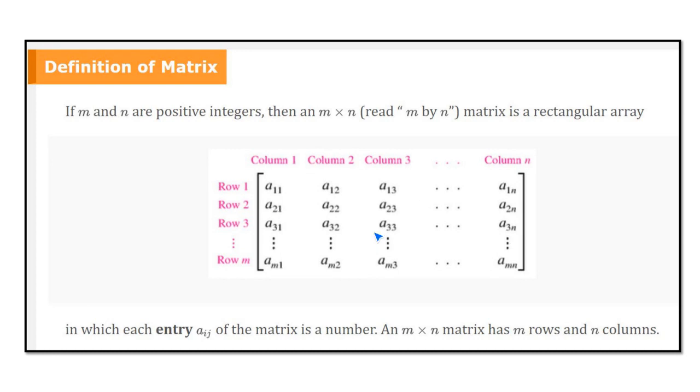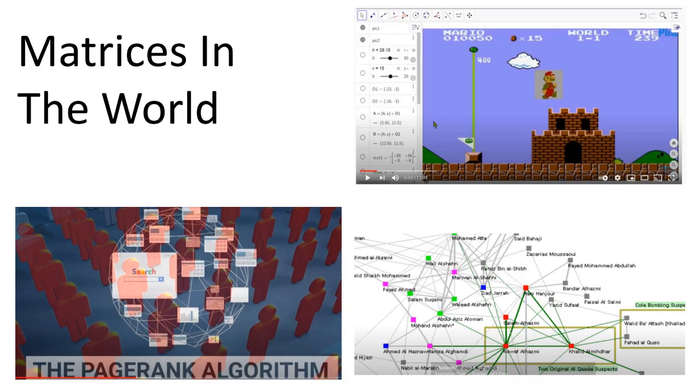All matrices are read as m by n, where m is the number of rows and n is the number of columns. It's also going to help us find the size of the matrix.